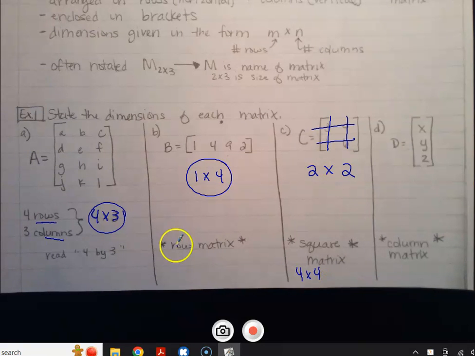What would another row matrix be? What would the dimensions of a row matrix be? 1 by 1, 1 by 2. Yeah. 1 by 1, 1 by 2, anything that just has the one row. Excellent. All right, so then D is a column matrix because it's just a column. So how many rows does it have? 3. So 3 rows by how many columns? 1. So what might another column matrix be? Its dimensions. 7 by 1. A 7 by 1, sure.